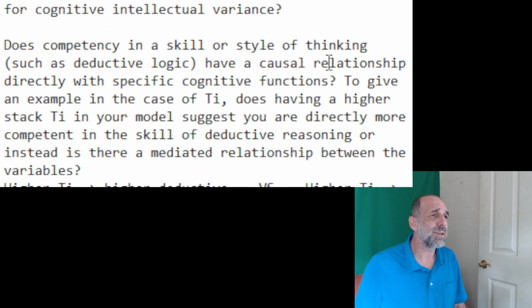Does competency in a skill or style of thinking, such as deductive logic, have a causal relationship directly with specific cognitive functions? Well, no, it doesn't cause cognitive functions. If you mean, do cognitive functions cause that? No, it's a strong correlation. Let me explain exactly why. So basically, introverted thinking is a deliberative function that deals with mapping matters, whereas introverted feeling is a deliberative function that deals with territory matters.